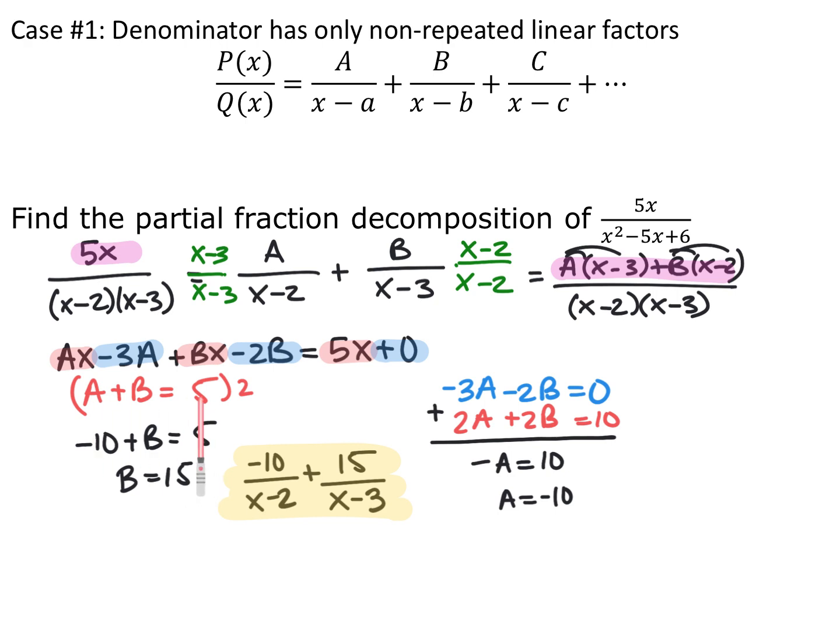I multiplied a plus b equals 5 by 2, added it, and my b's canceled. I got negative a is equal to 10, which means a was equal to negative 10. And then I plugged that in over here, and I got negative 10 plus b is equal to 5, which means b was equal to 15. So then my partial fraction decomposition is negative 10 over x minus 2 plus 15 over x minus 3.